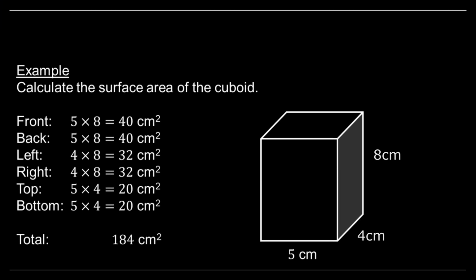Next, let's consider the cuboid, also known as a rectangular prism, with 6 rectangular faces. To calculate the surface of this cuboid, we find the area of all of the faces. We add all of the products together. Keep in mind, the front and back are the same. The top and bottom are the same. And the left and right sides are the same.